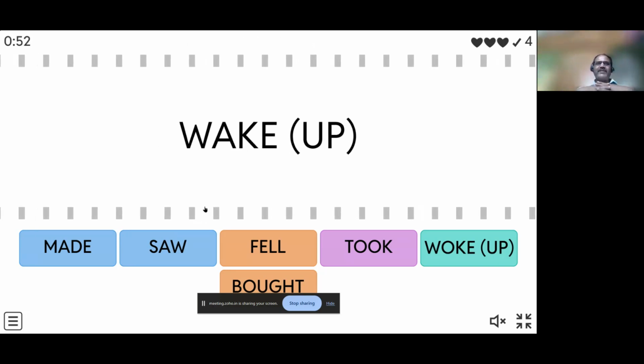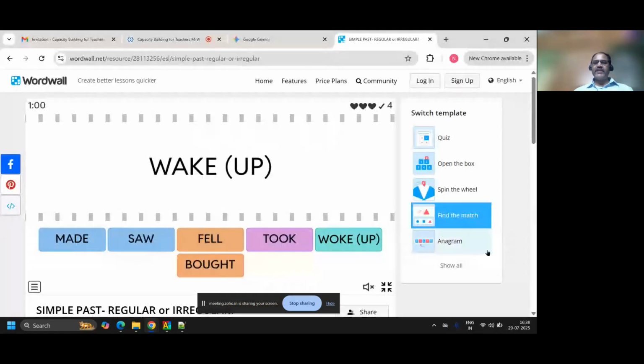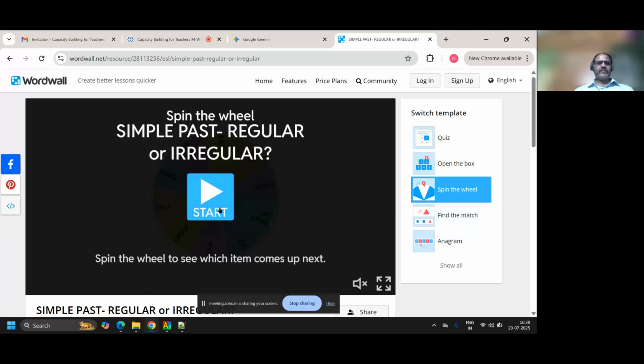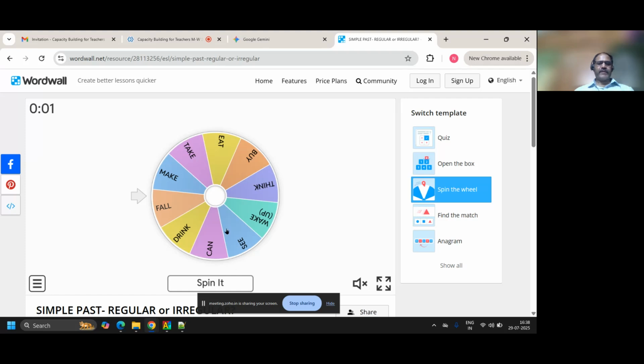In one case, you are just clicking as a quiz. In another case, it is moving something like this, right? So you can change the game. Now you can also do something like spin the wheel. This is also possible. Okay.